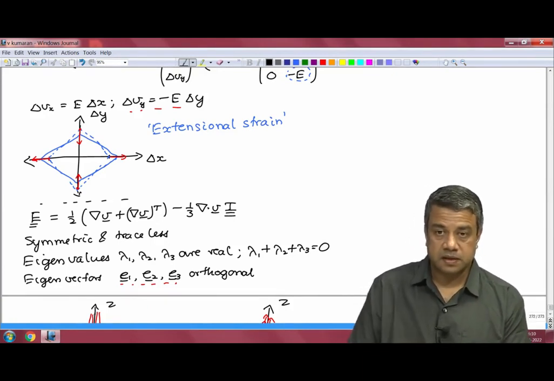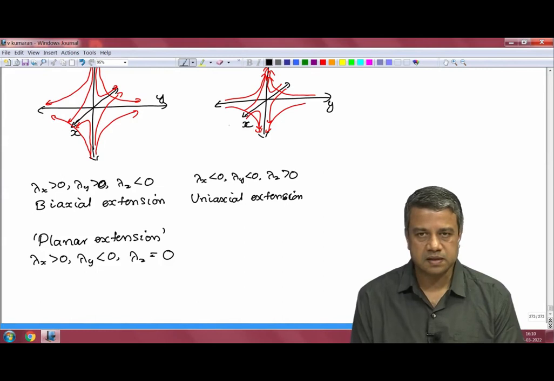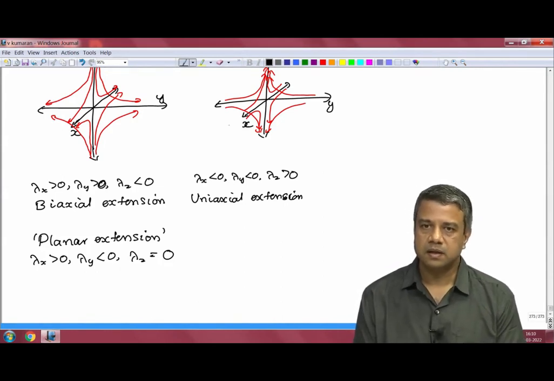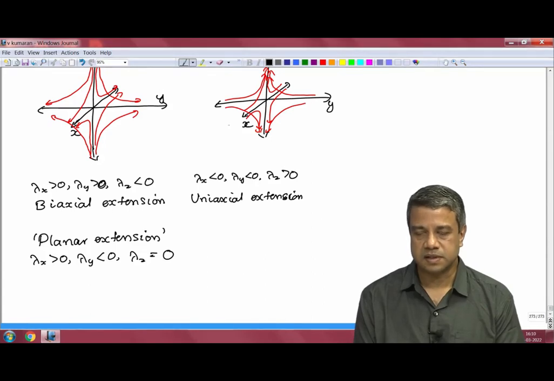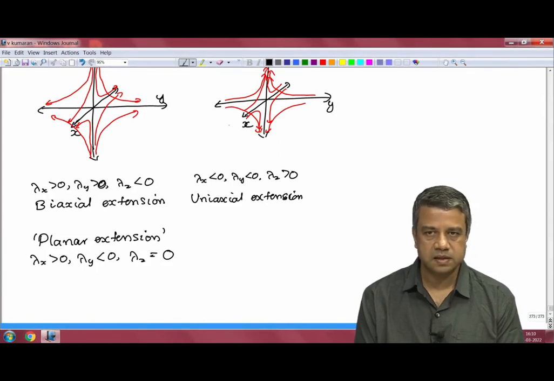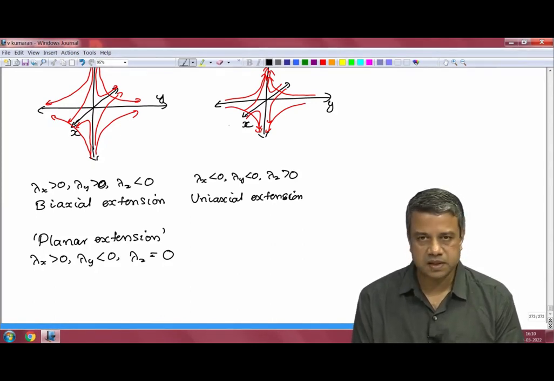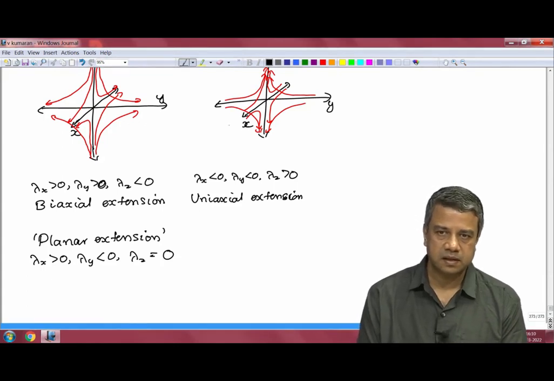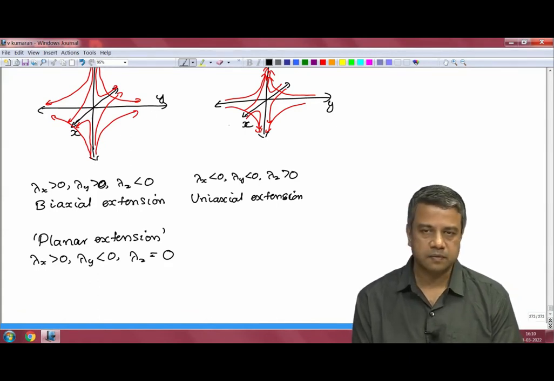So, in 3 dimensions these are the 3 kinds of deformation that can take place due to the symmetric traceless part of the rate of deformation tensor, which is extensional strain, which has 0 trace and is symmetric, and it represents deformation where there is extension along 1 or 2 directions, compression along the remaining directions, and no deformation where the eigenvalues are 0. So this is the second type of deformation that can take place due to the symmetric traceless part of the rate of deformation tensor.